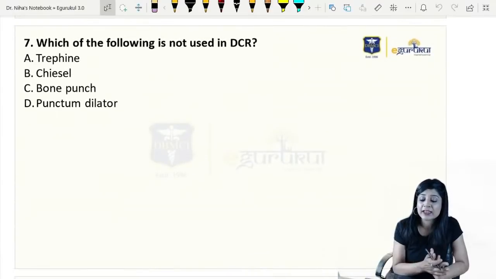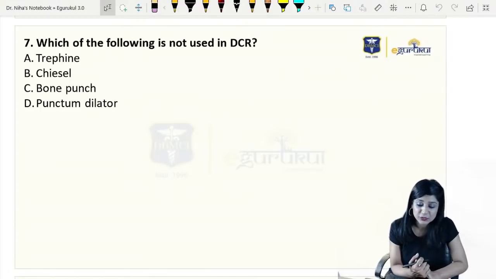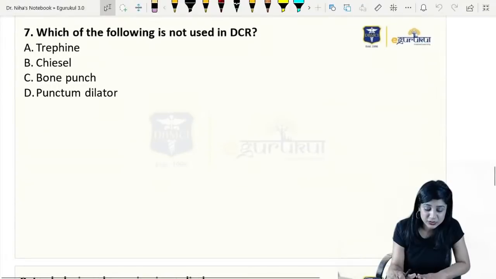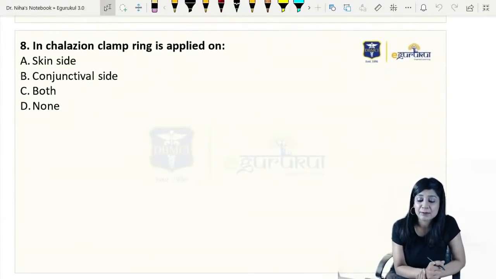Which of the following is not used in DCR? Is it a trephine, a chisel, a bone punch, or a punctum dilator? Which is not used? In a chalazion clamp, the ring is applied.